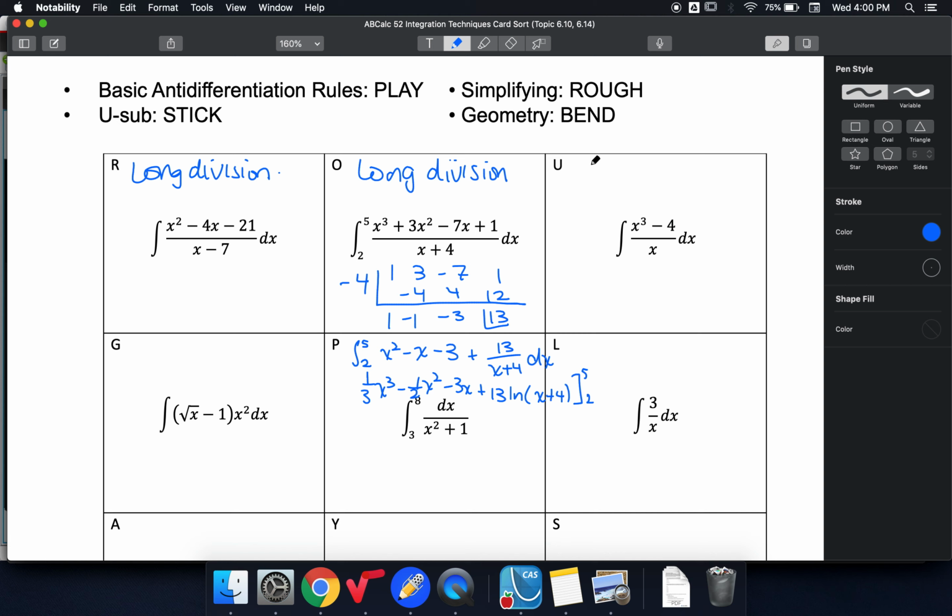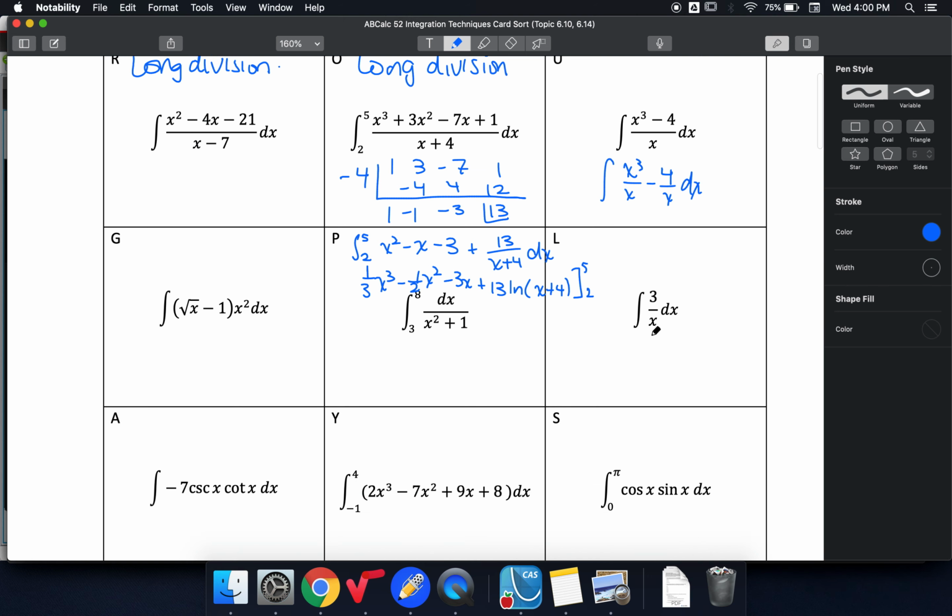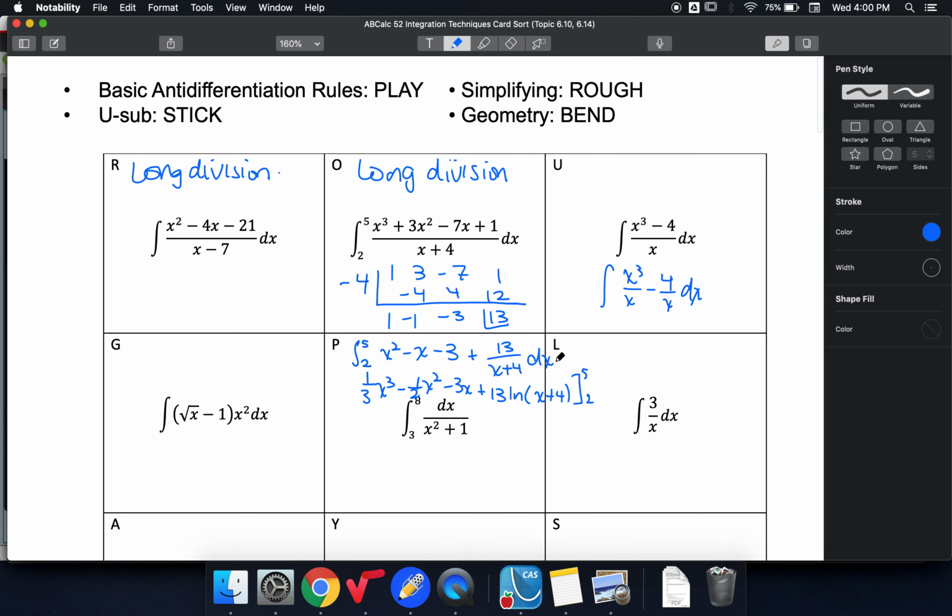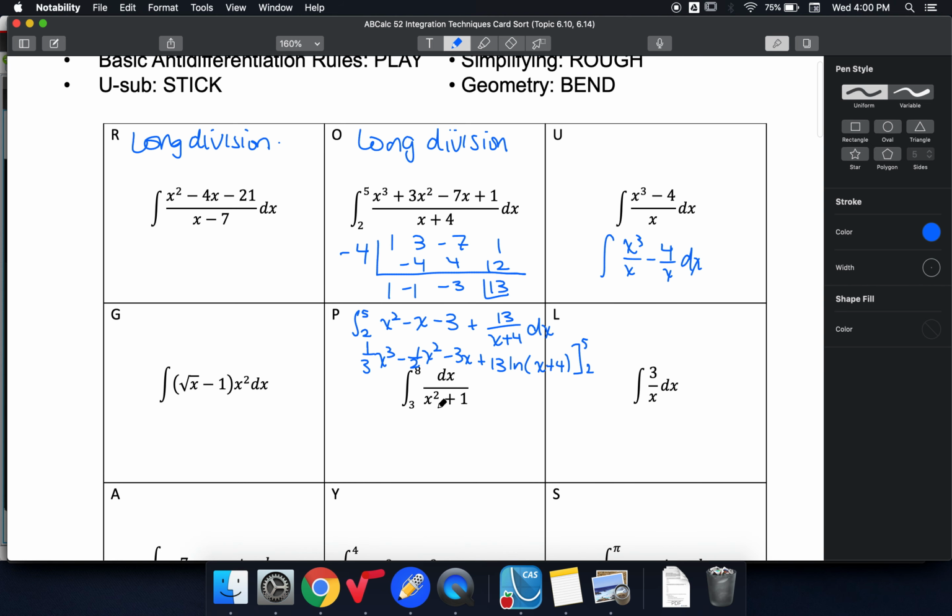All right. This one, straight simplification. So I'm just going to rewrite that as x cubed over x minus 4 over x. That, of course, just becomes x squared, and then I can go on. Basic derivative rule here, basic derivative rule here, recognizing what we just talked about in the last video, that 1 over x squared plus 1 is an arctan derivative. So that's going to be arctan of 8 minus arctan of 3.